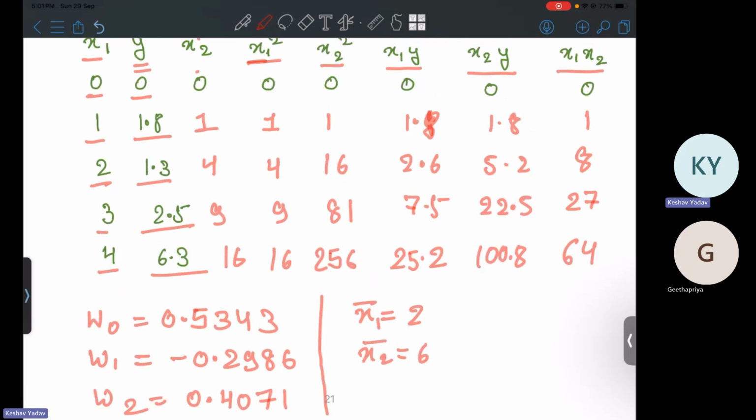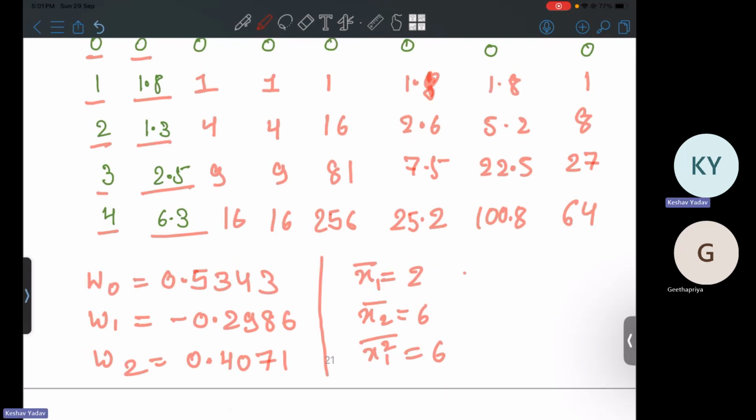Now what? X1 square bar, that will be equal to 6. Now we need to find x2 square bar. Okay. X2 square bar will be what? I think you will be able to solve this problem. Why I will do again.